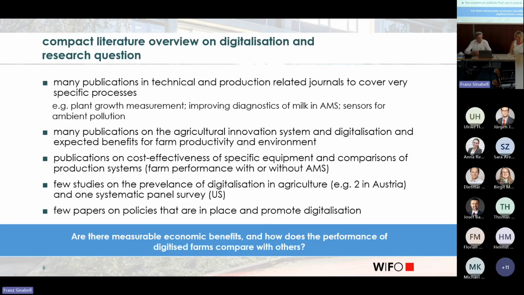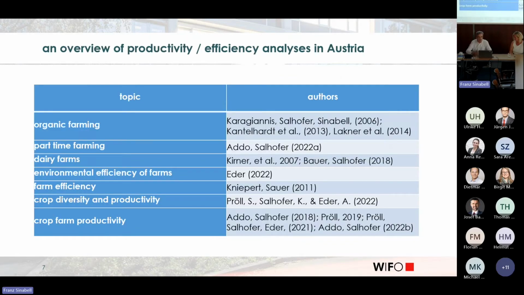This leads us to the research question. Printed here at the bottom. Are there measurable economic benefits? And how does the performance of digitized farms compare with others? This is the focus of the work we are presenting today. And the study we are carrying out is in the context of several studies that have already been carried out in Austria, where productivity and efficiency analysis for the agricultural sector were done.